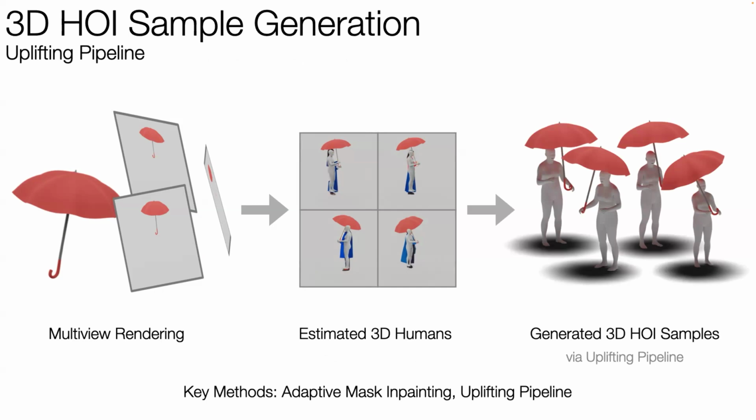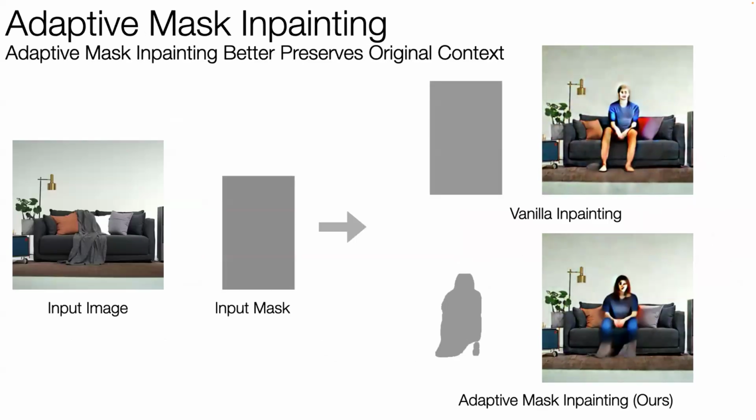So there are two important modules. Due to the time limitation, let me very briefly introduce them. Feel free to visit our poster if you are interested in this kind of method. So the first one is called adaptive mask inpainting. The goal here is really to inpaint the human on the already rendered image.